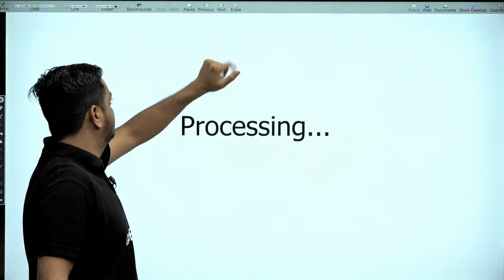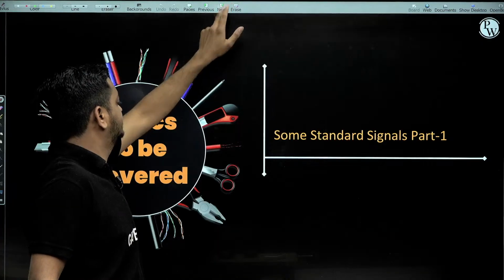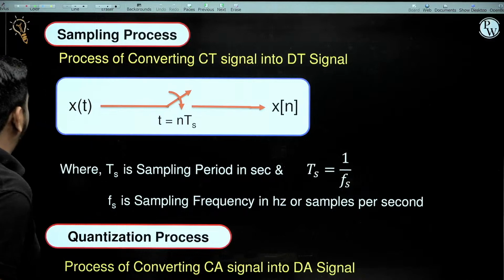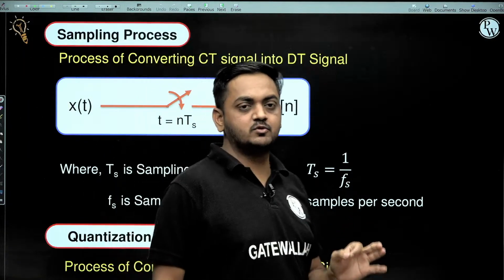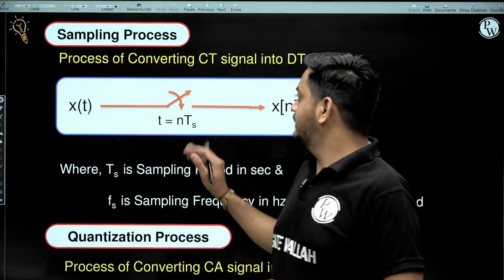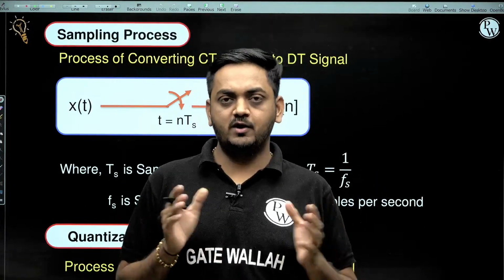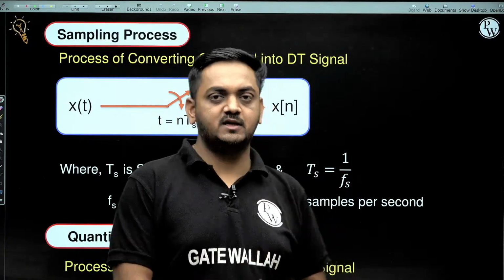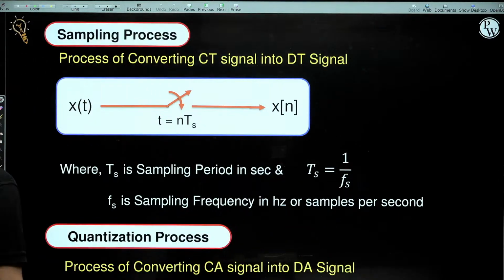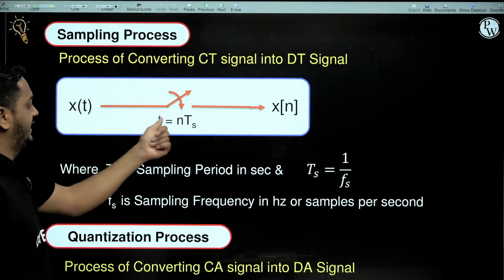So let us quickly revise yesterday's topic, guys. Two important processes we have seen: sampling process and quantization process. What is the sampling process? The process of converting a continuous time signal into a discrete time signal is known as the sampling process. Simply what you have to do, replace this t with nTs.